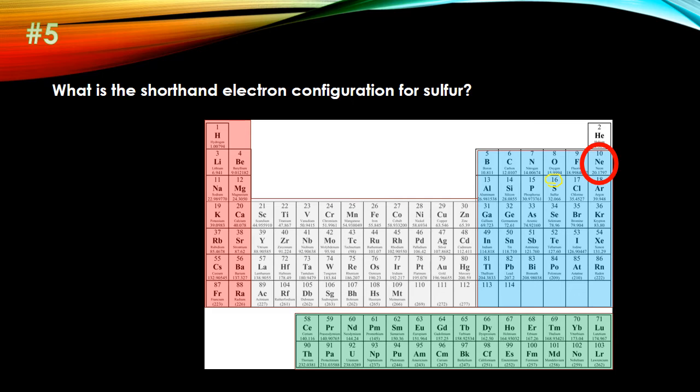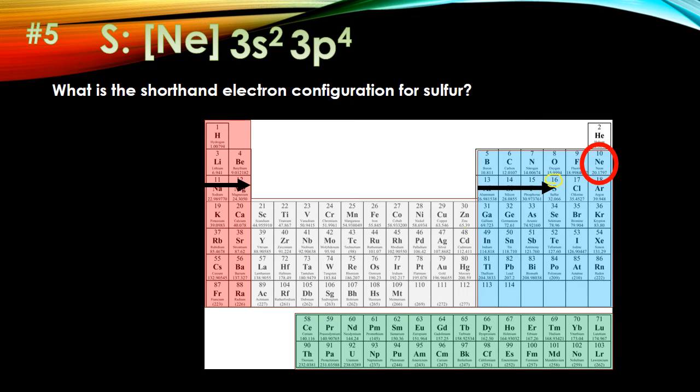So we're going to start by writing neon. We've taken care of all of the core electrons. After neon, then, we have 3s2, and then 3p4, and we're done.